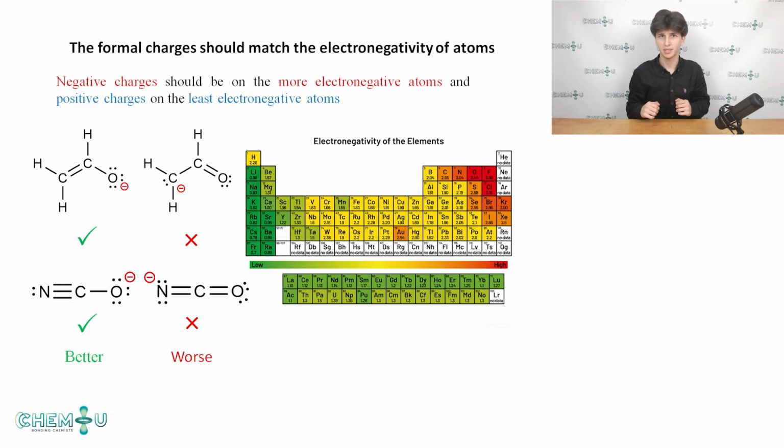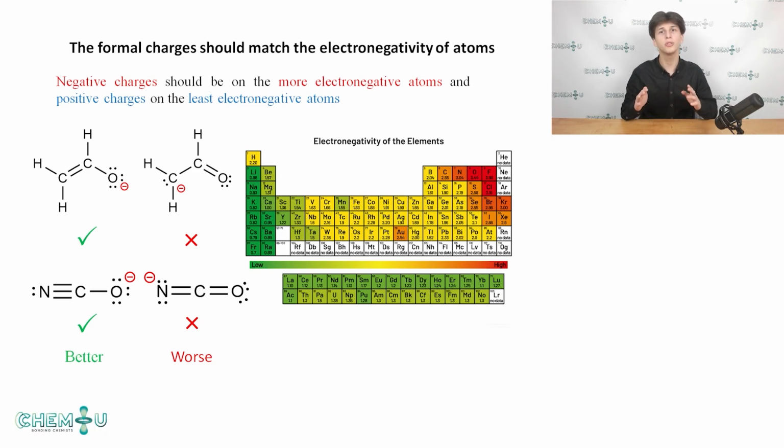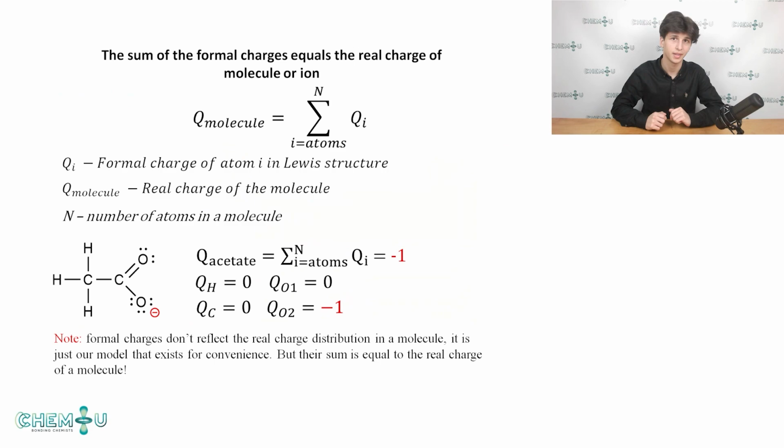Here are a few examples. Take your time to inspect them and ask your questions below if anything remains unclear for you. I should also stress the fact that formal charges don't reflect the real charge distribution in a molecule, it's just our model that exists for convenience. Lastly, if we sum up all the formal charges within a molecule, we obtain the real charge of our ion or molecule.